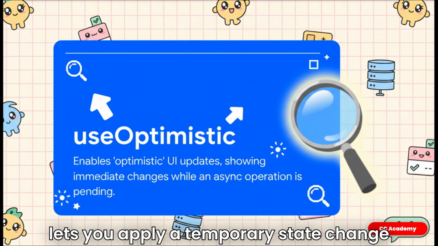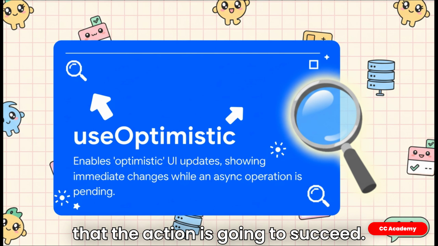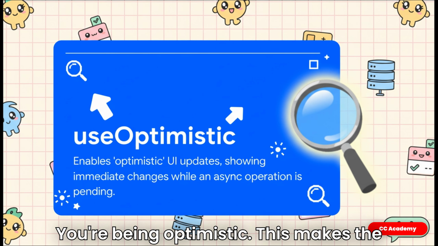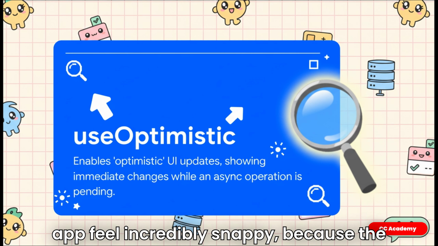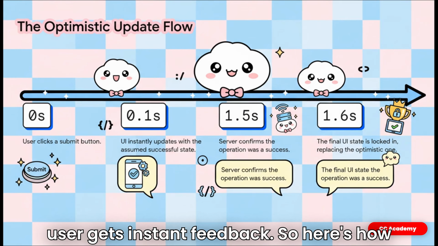This lets you apply a temporary state change to the UI immediately, basically assuming that the action is going to succeed. You're being optimistic. This makes the app feel incredibly snappy because the user gets instant feedback. So here's how it plays out.